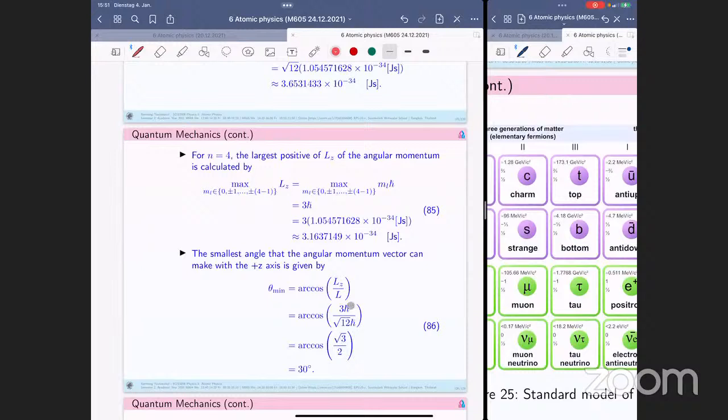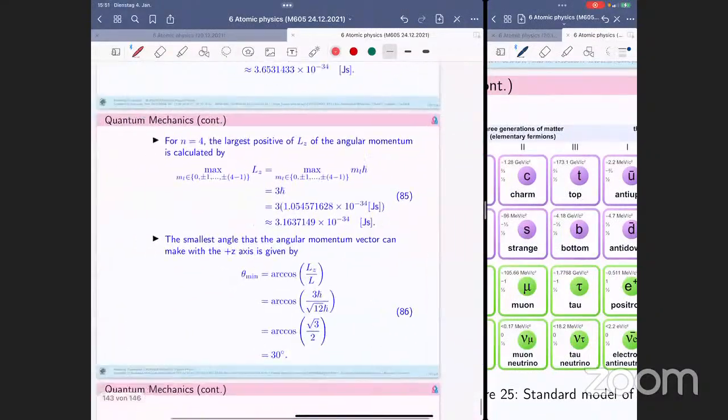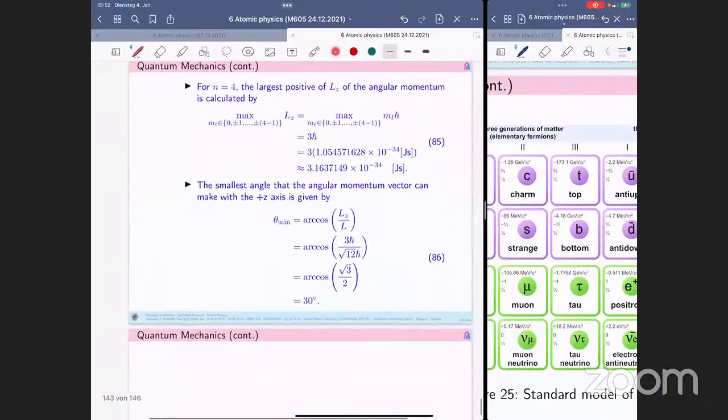The lecture of today has to finish because the time is over right now. So M605, see you tomorrow. We have finished chapter number 6, atomic physics, right now.